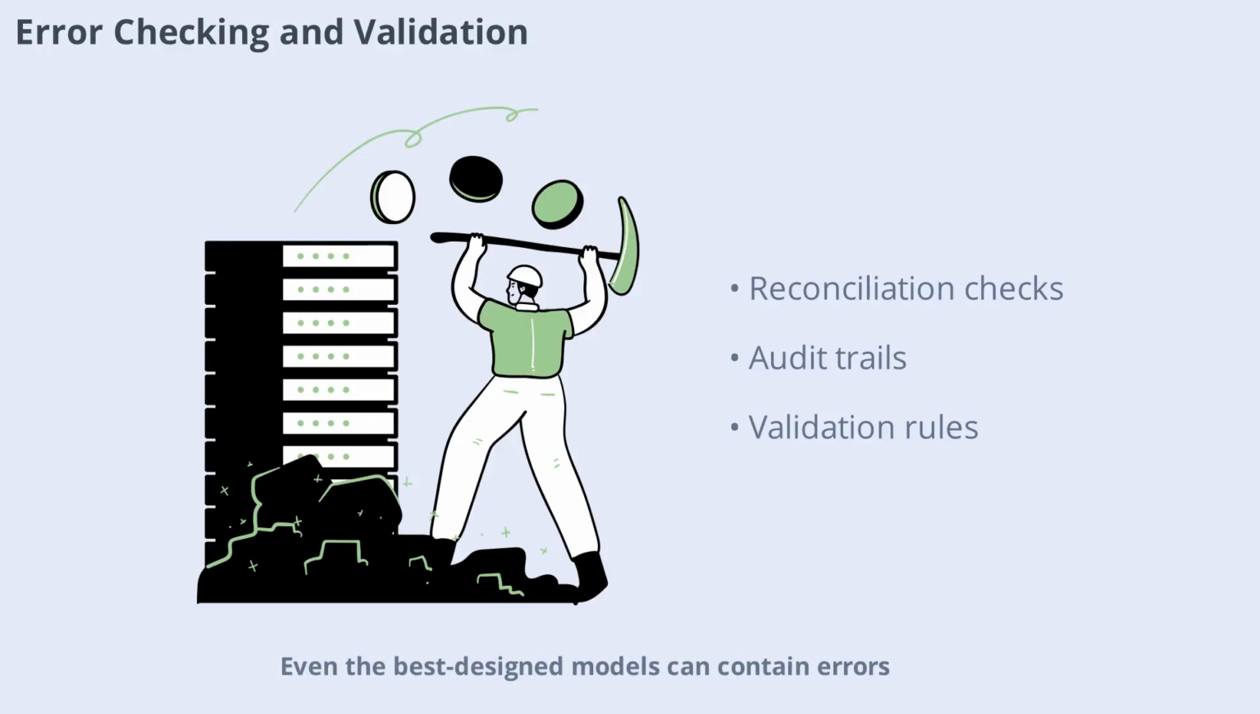Even the best designed models can contain errors. Investment bankers must rigorously check their work, using techniques like reconciliation, cross-checks, and audit trails. Automated error checks and validation rules can catch inconsistencies early. Regularly reviewing assumptions and formulas helps maintain model integrity. A robust error checking process builds confidence in the model's results and supports sound decision-making.